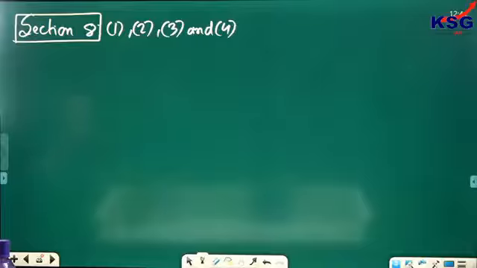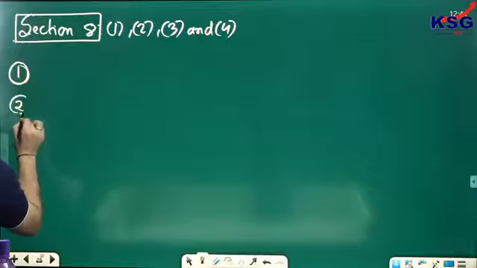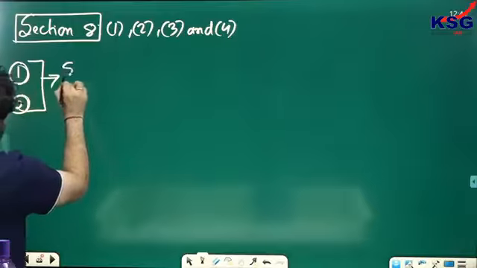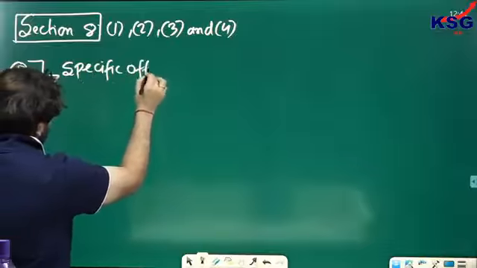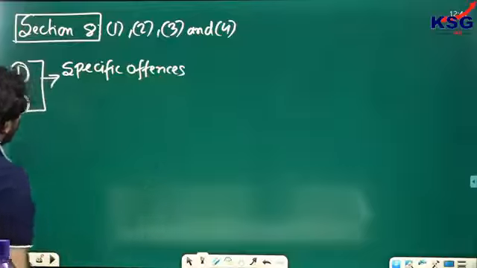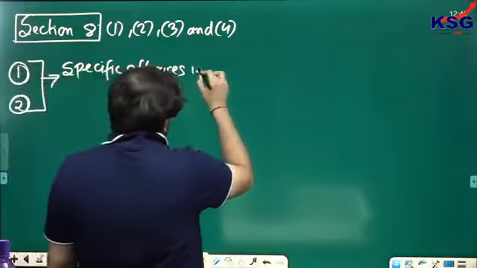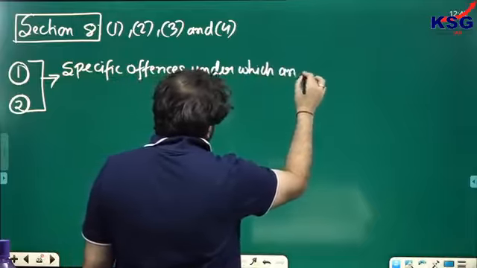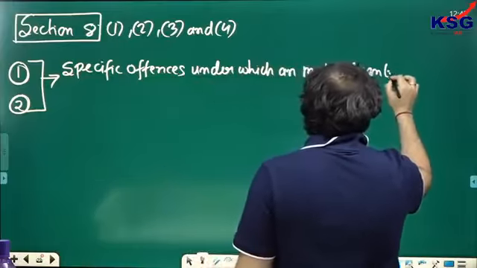Clear? Okay. So I'm just going to elaborate upon section 8 subsection 1, and in fact I can do section 8 subsection 2. These are both specific offences under which an MP or MLA can be disqualified.